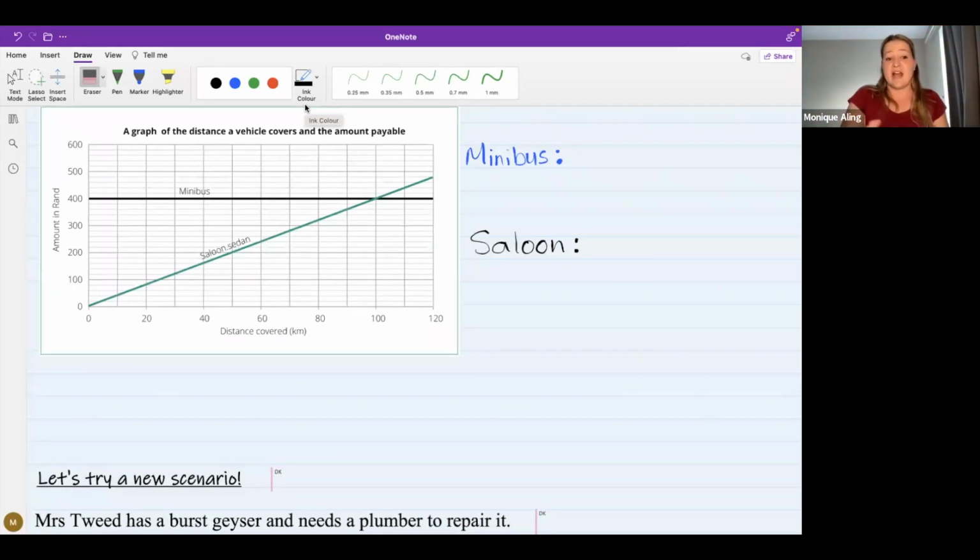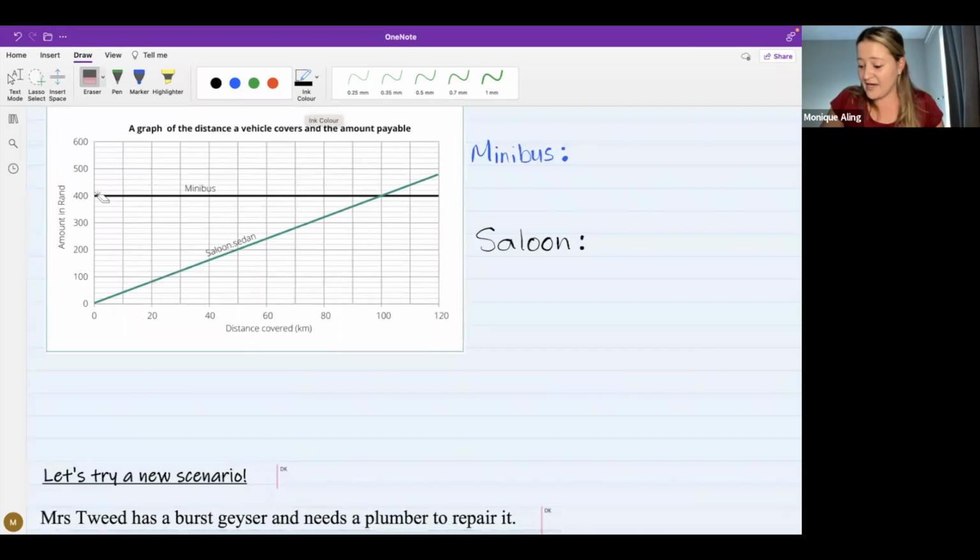So as you can see, if you don't travel anywhere, that's at 0 kilometers, you are still paying 400 Rand. You've got the minibus. If you don't use it, you still pay 400 Rand. If you travel 120 kilometers, you still pay 400 Rand. Okay, so that's why the equation or formula is not that complicated, because it's just 400 Rand.